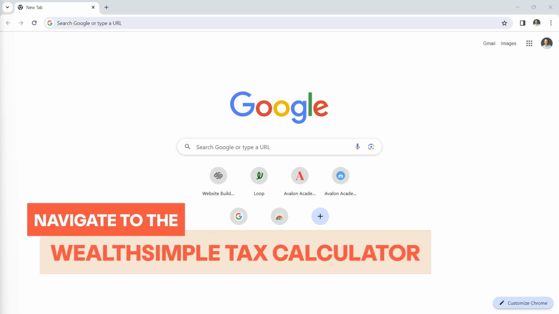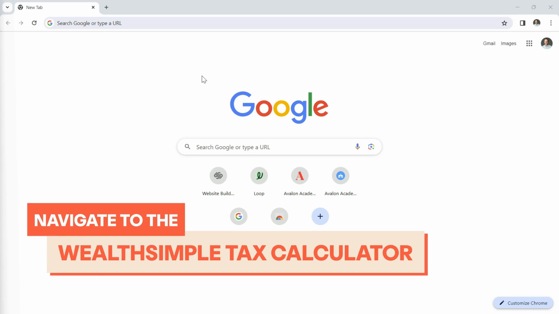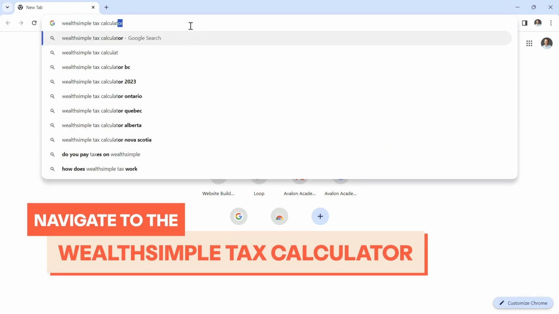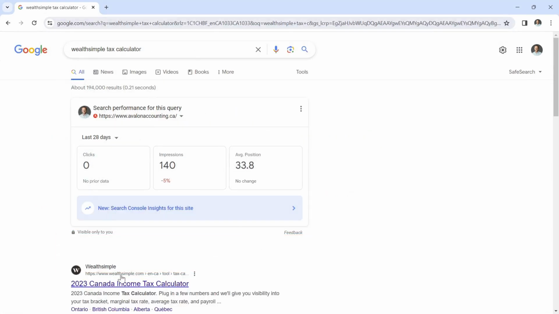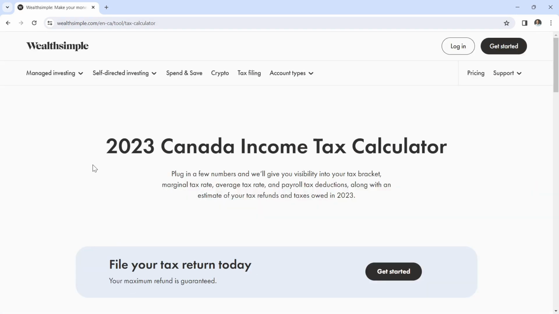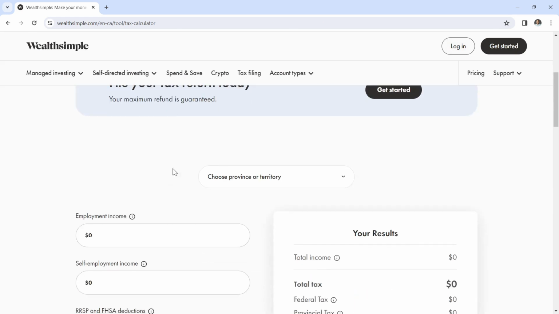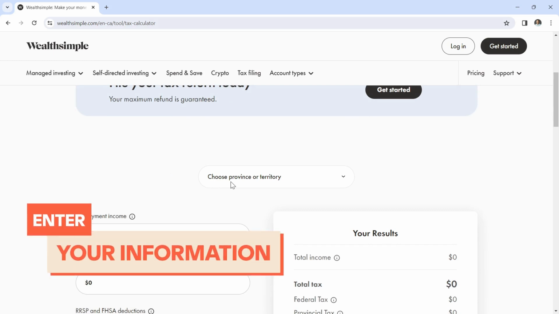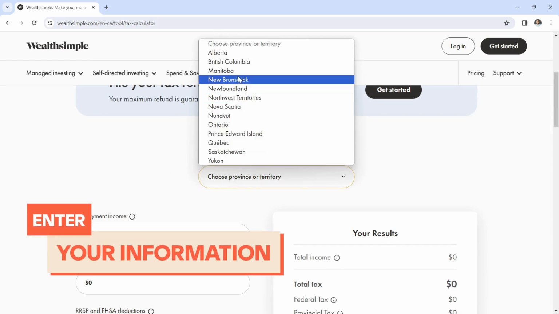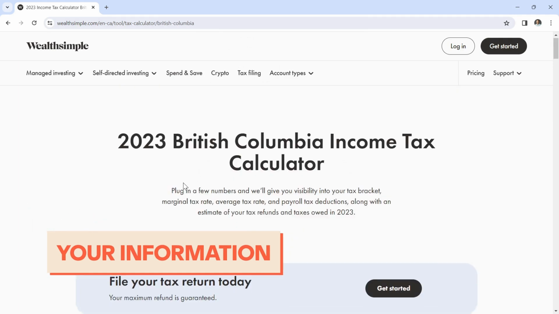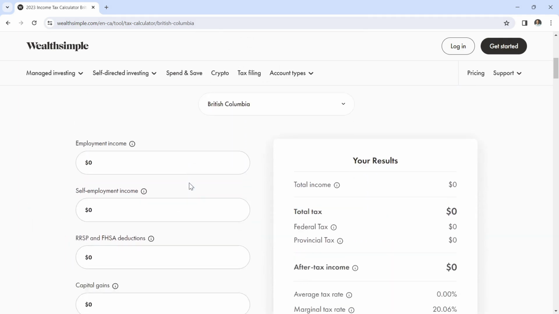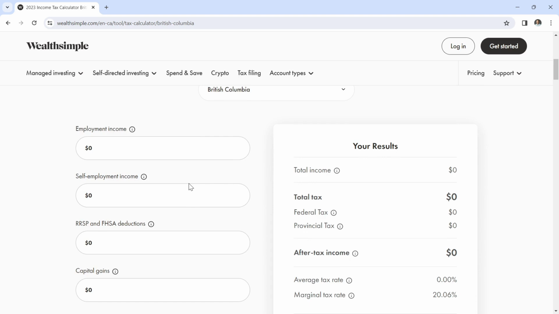So step one is to navigate to the Wealthsimple Tax Calculator. I always just Google it and click on the first link, and you'll get the current year's Canada income tax calculator provided by Wealthsimple. It's free to use, and you don't need to enter any of your personal information in here at all. So we start by choosing our province or territory. I'm in British Columbia. I'm going to choose that from the drop-down menu, and it's going to alter what tax rates it uses to calculate the tax on your given income.